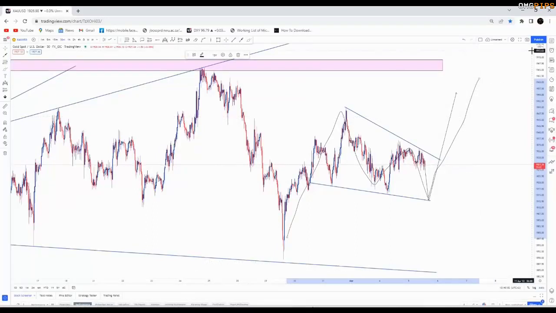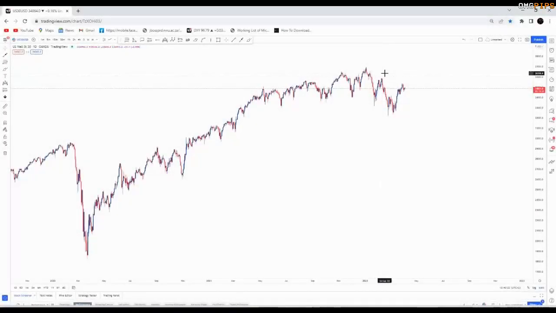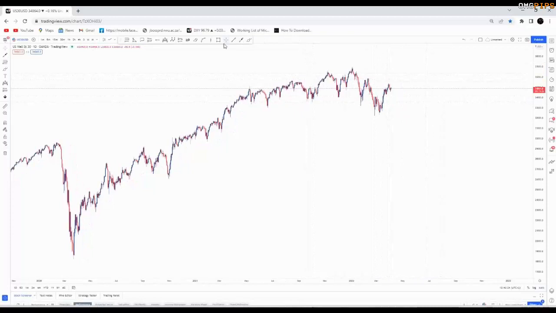So let's go to the last pair, which is US 30. US 30, I'm assuming it's definitely one of the top 30 companies in the US. So what I'm seeing right now, let's build up a playground first.